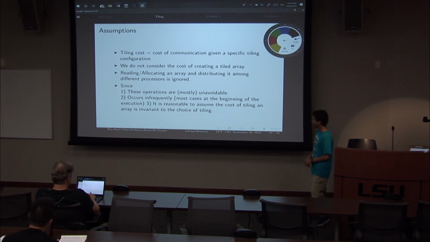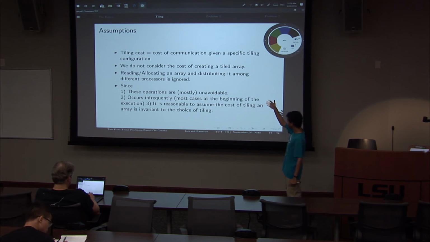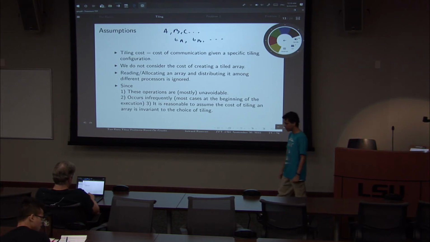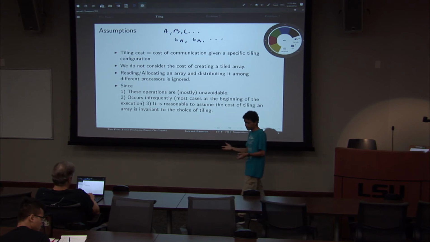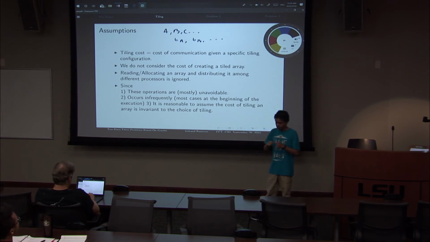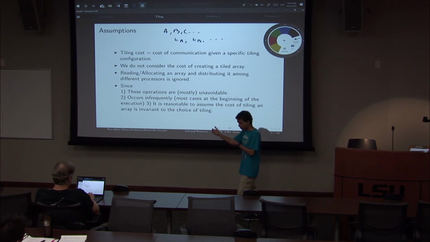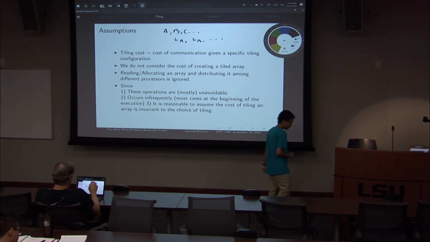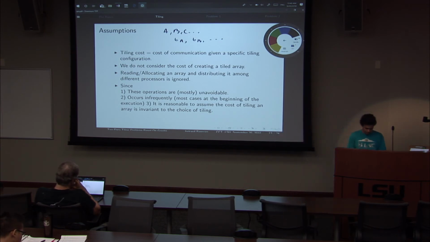Okay, so what we have here is this. Tiling cost is basically the cost of communication given a specific tiling configuration, right? So for each A, B, C, you have TA, TB, and so on, right? And suppose you have a fixed sequence of arithmetic or any kind of operations that do some stuff on them, which would involve computation between pairs or triples or whatever of elements of these matrices, which gives rise to this communication cost based on TA, TB, and so on.